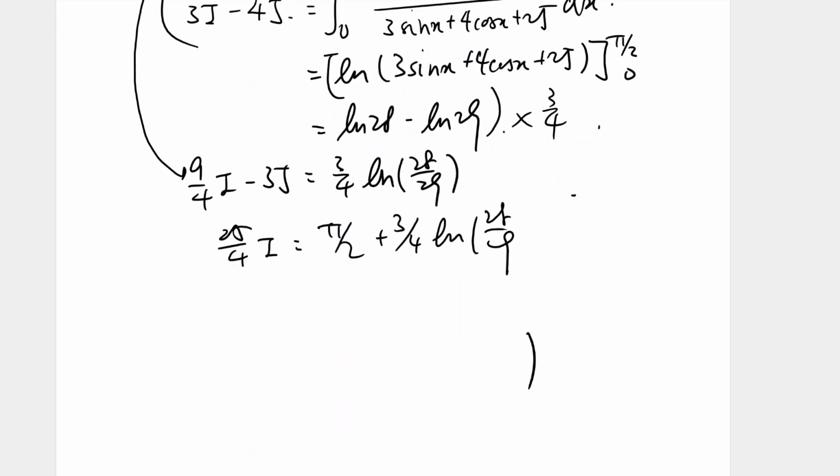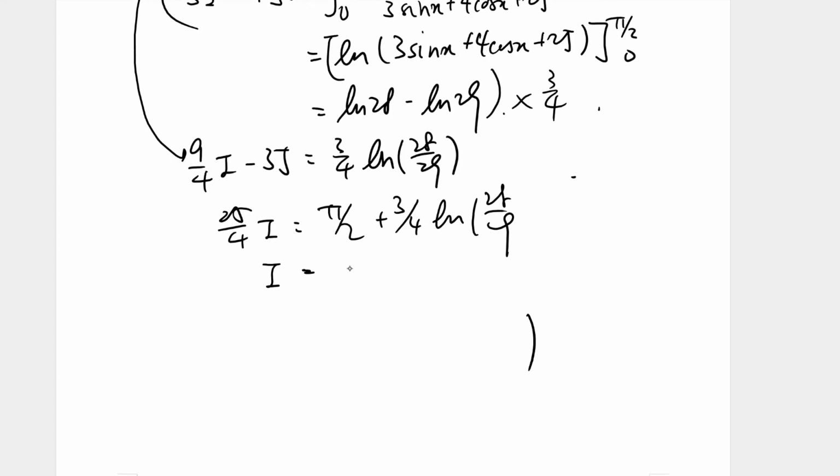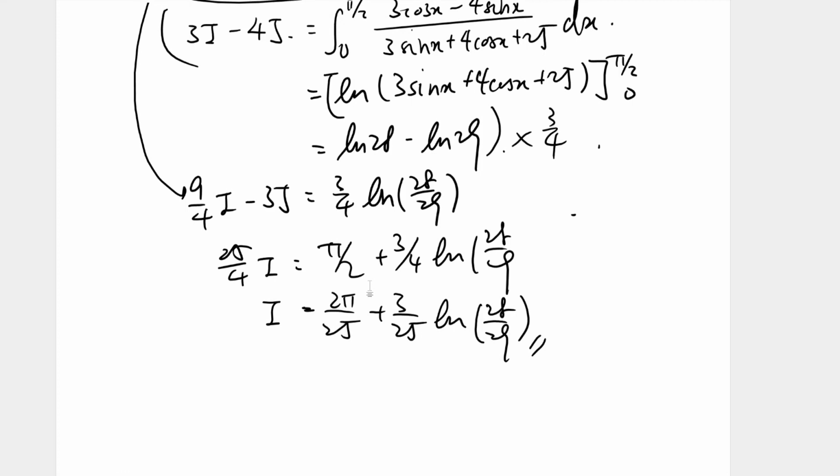Okay, how do I do this? And then that times 4 over 25. So that's 2 pi over 25 plus 3 on 25 times ln 28 over 29. Sweet. Lovely. Hopefully I didn't make a slip anywhere. Correct it yourself if I did. Good. So this is quite a pretty question, actually.